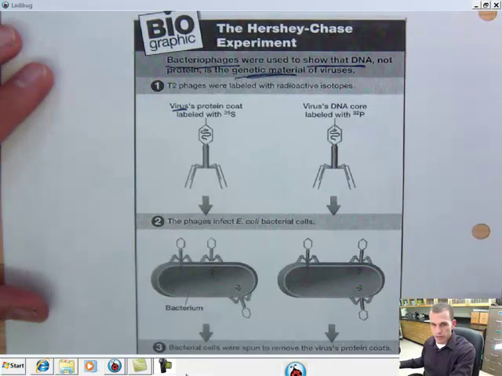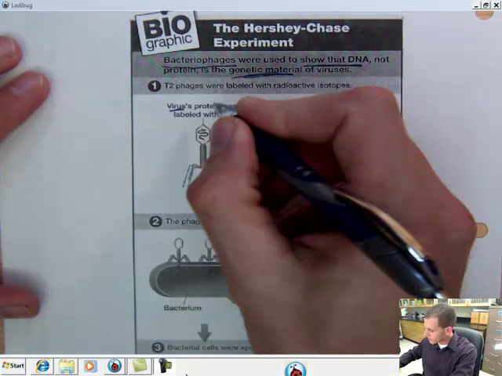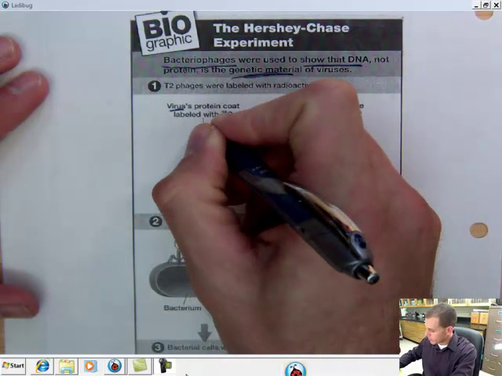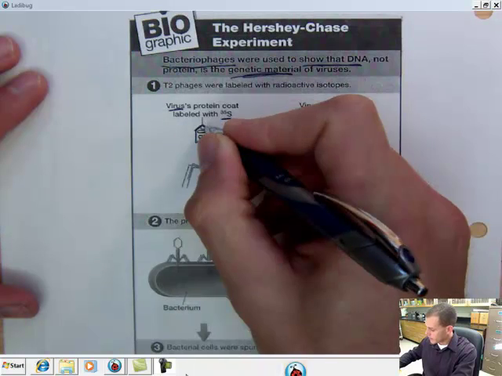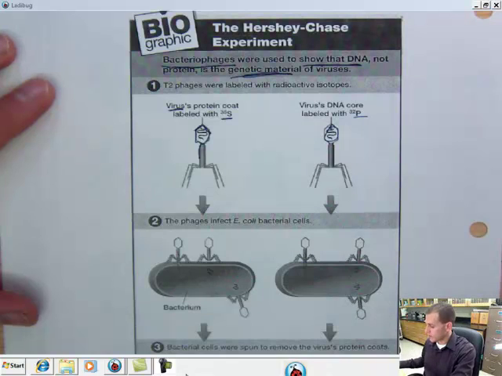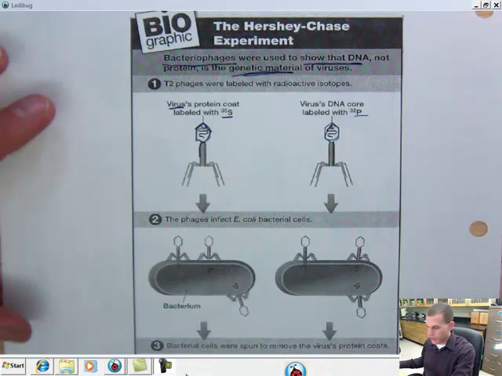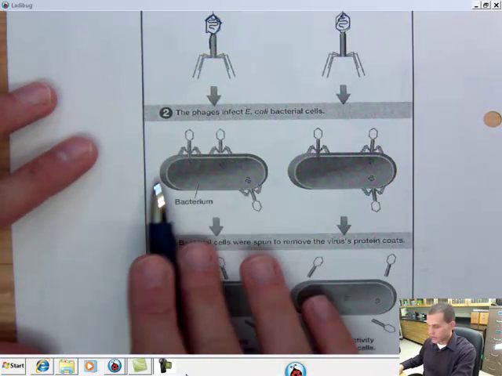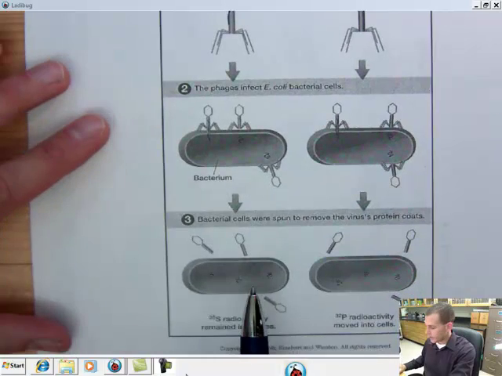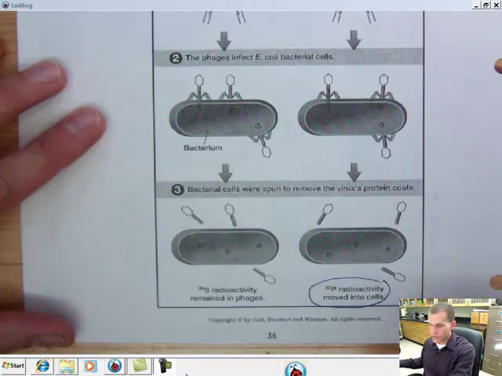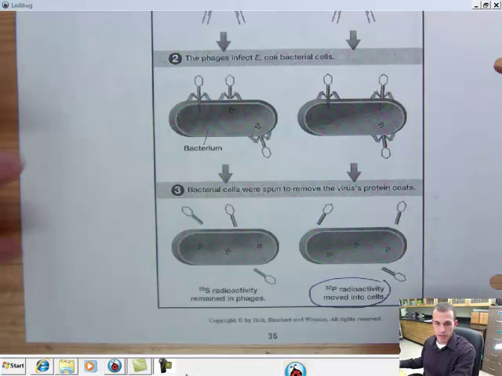All right, so what they originally had done was take sulfur and label the protein, which was this outside coat that you see here, and then take phosphorus and label just the DNA. And what he did is allow the virus to infect the bacteria that you can see here. Then what he noticed was that the virus moved into the cells. The virus's DNA moved into the cell.